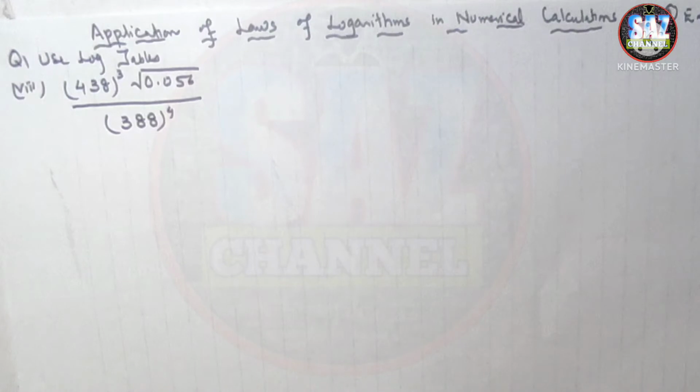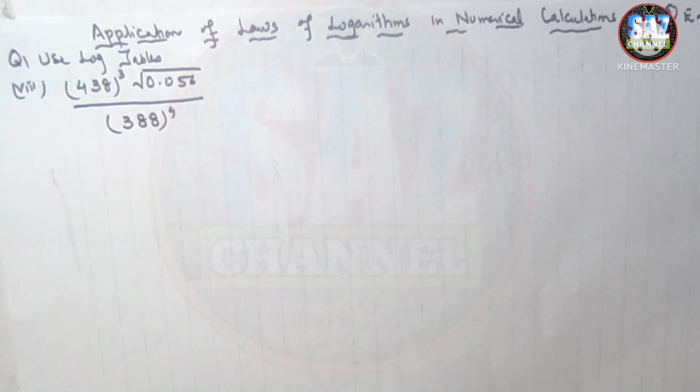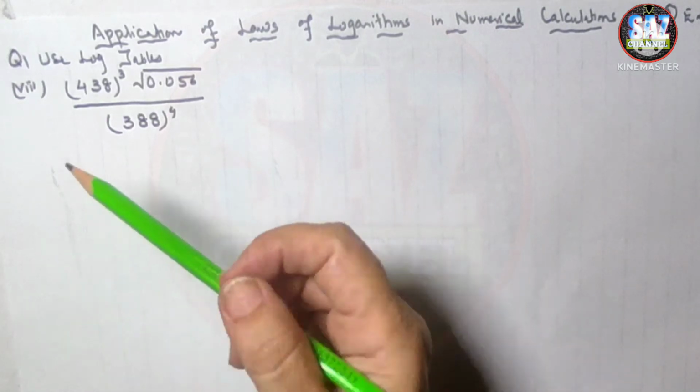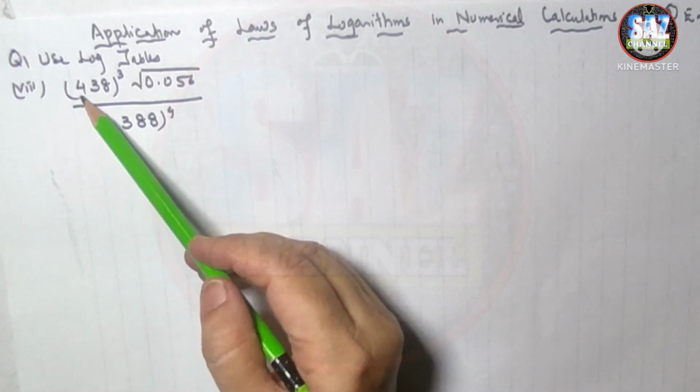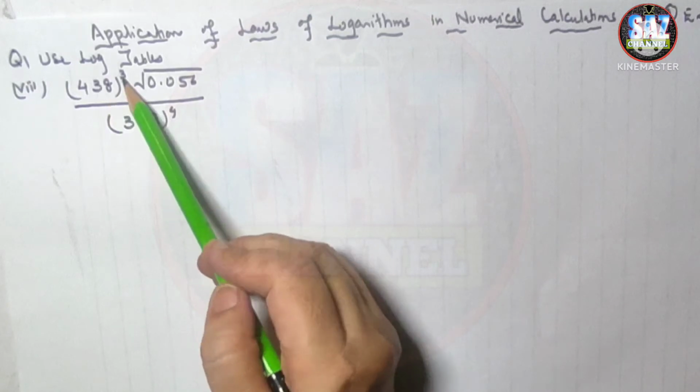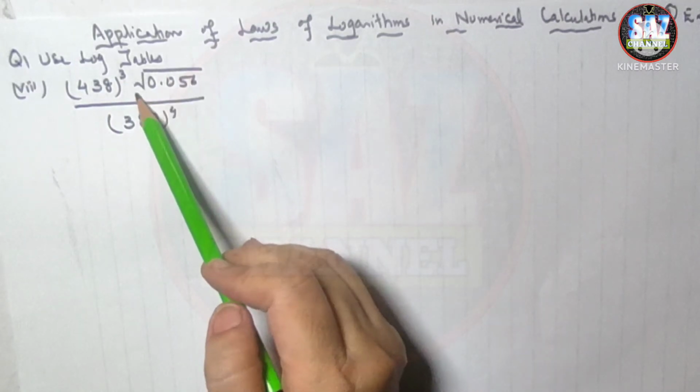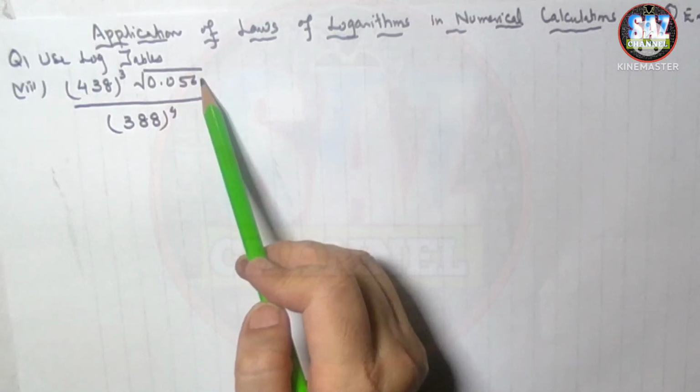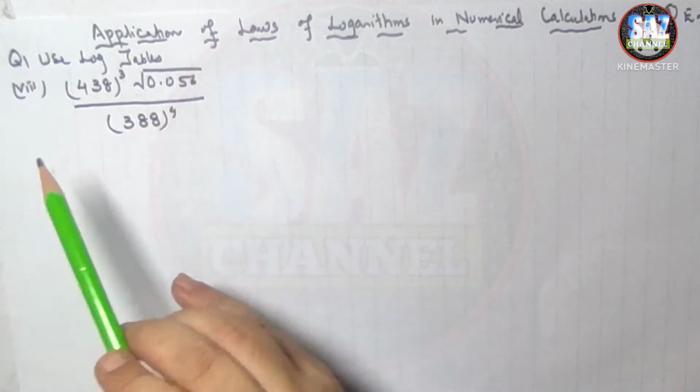Let me first confirm the data from the book. I always advise my students to please check and recheck the question before the solution, so that if there is any problem with the question, you can correct it in the beginning. This is 438 cube multiplied by square root 0.056 upon 388 raised to power of 4.